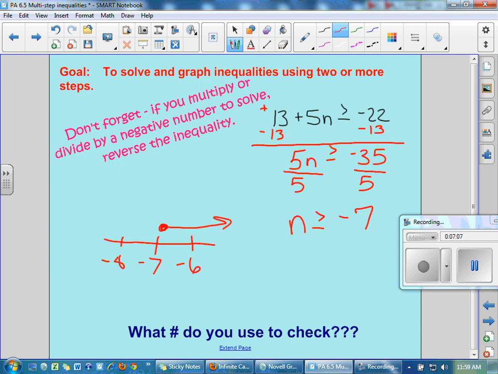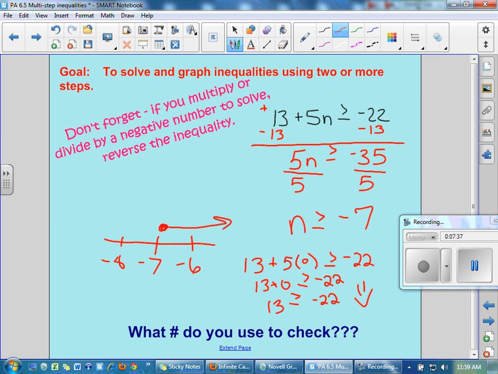Now, can I pick 0 to check it? Yeah, absolutely. If I can pick 0, I'm going to pick it. So I have 13 plus 5 times 0 has to be greater than or equal to negative 22. Go ahead and solve that out. 13 plus 0 greater than or equal to negative 22. Is 13 larger than negative 22? Of course. So my answer is good. I'm checked. Ready to go on.